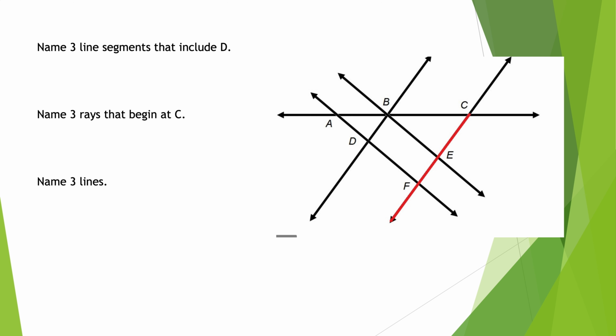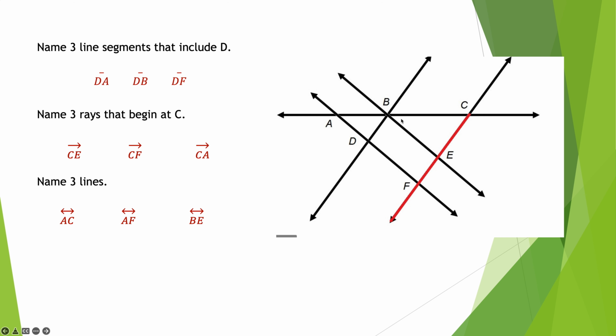Okay, so name 3 line segments that include D. Well, we've got D to A, we've got D to B, and we've got D to F. Name 3 rays that begin with C. You can tell I already kind of drew one on top here, but we have CE, CF, CA. You could have also done CB. They all work.